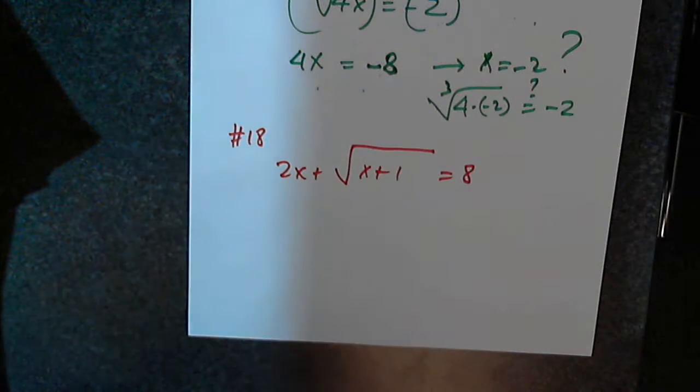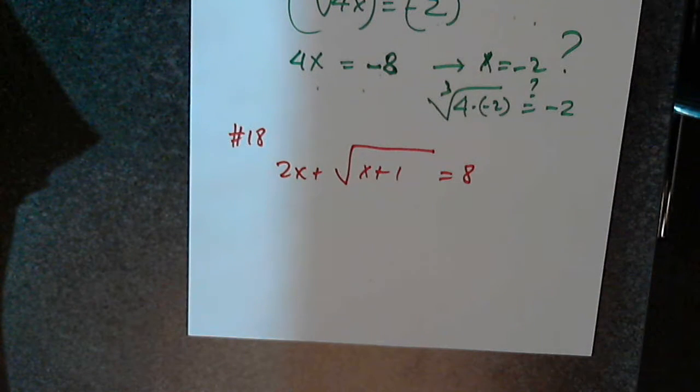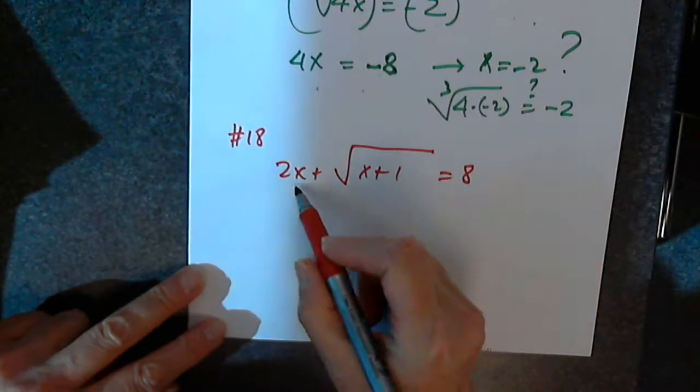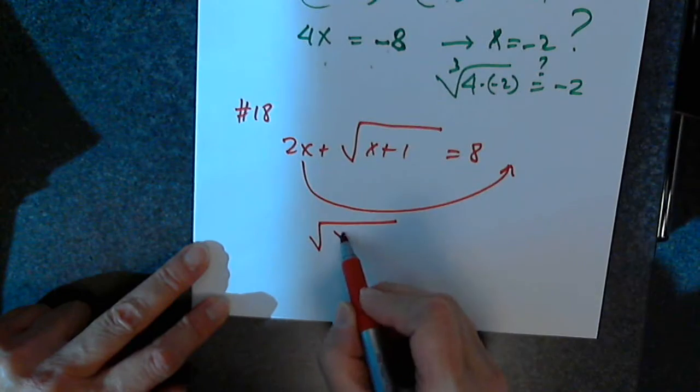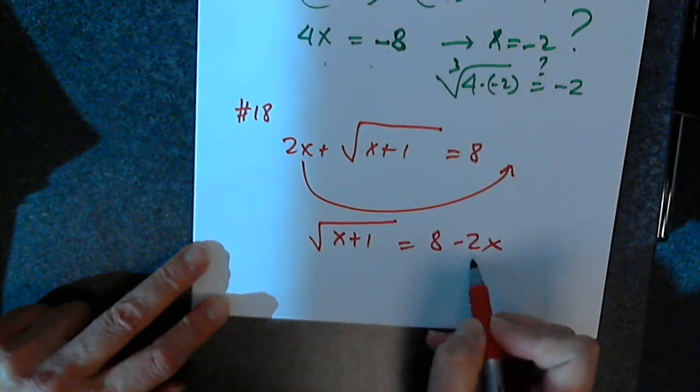Okay, remember the key is to do what first? Right, I have to isolate the radical. So I will move 2x, so I have the square root of x plus 1 equals 8 minus 2x.